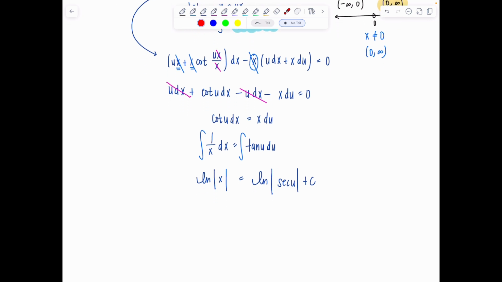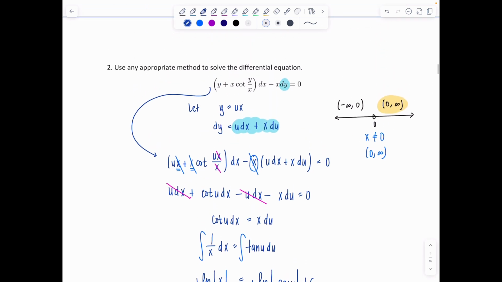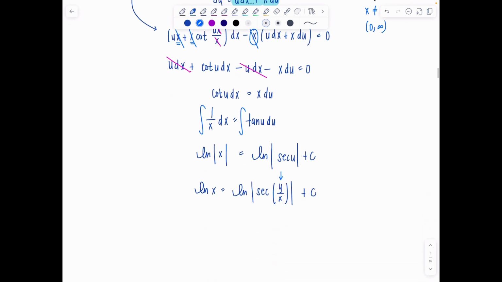All right. Now I'll have ln x equals ln, you do need the absolute value here, secant y over x, very good, plus c. I'm subbing back in. So if you'll notice when we made the substitution right here, let y equal u times x, u is y divided by x. So that's where that came from.